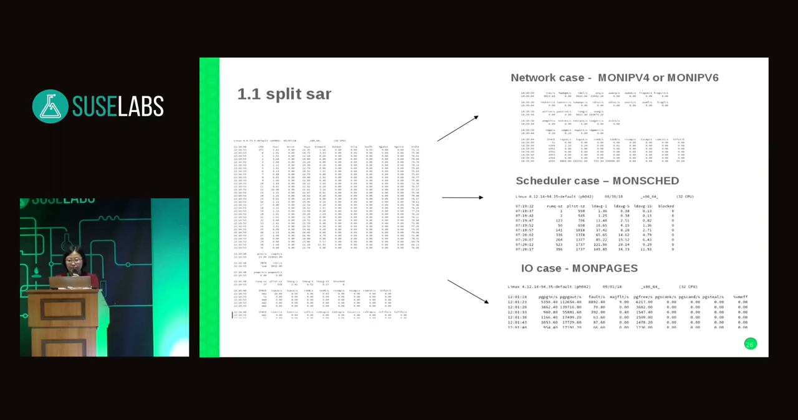Here you can see some examples, such as monitor IPv6 and IPv4 for network test cases, the monitor scheduler for hackbench cases, and the monitor pages for I/O cases. Now, for our regular run list, by default we will turn on the VM state, I/O state, and PID state, and the other monitors can be specified with the test scenario. After the split, the focus of our analysis is clearer, and it makes the log graphing easier.